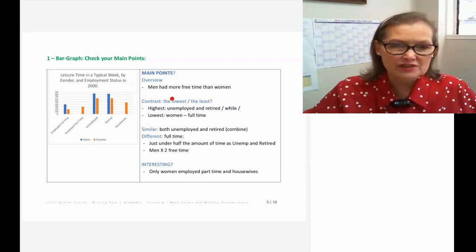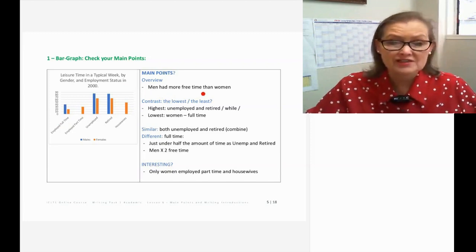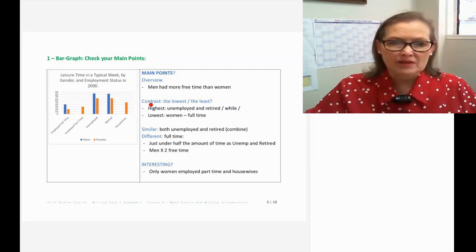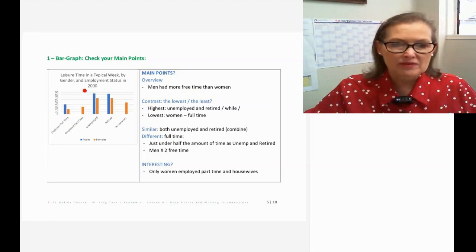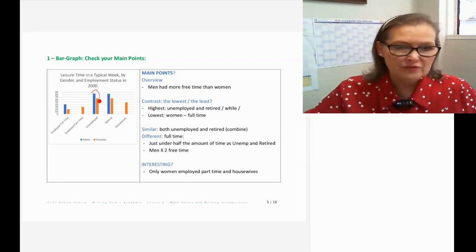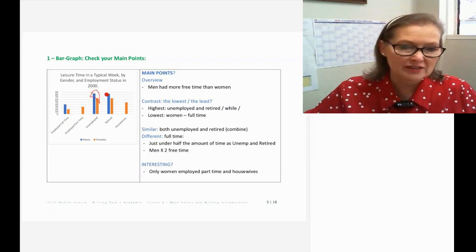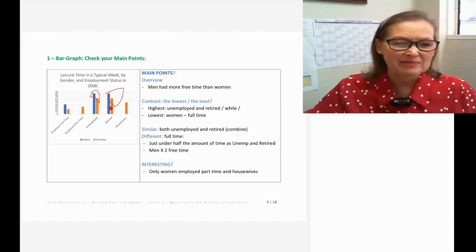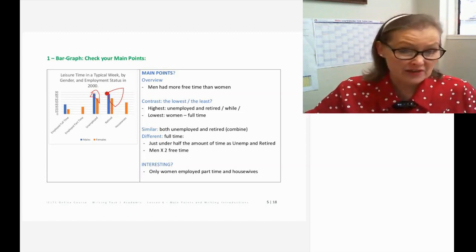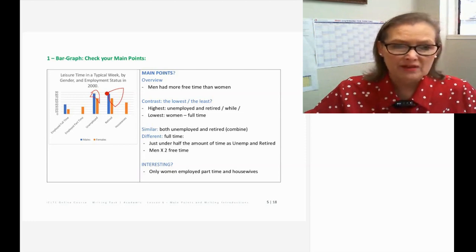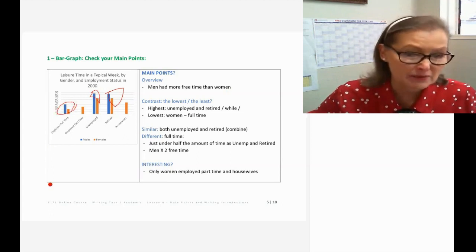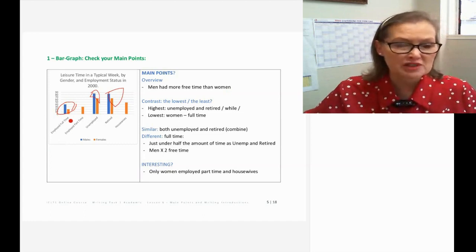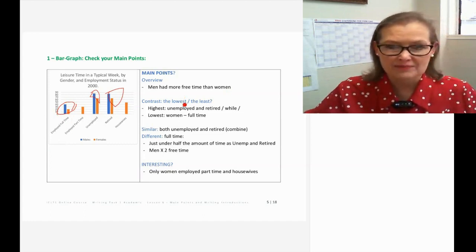And then we want to contrast the lowest and the highest. So we could say the most important information would be, if we have a look at what's happening over here, our unemployed and our retired men and women. Obviously, those points are the highest. And then we can mention, while on the other hand, to contrast it, we can see that both men and women employed full-time had the least amount of leisure.